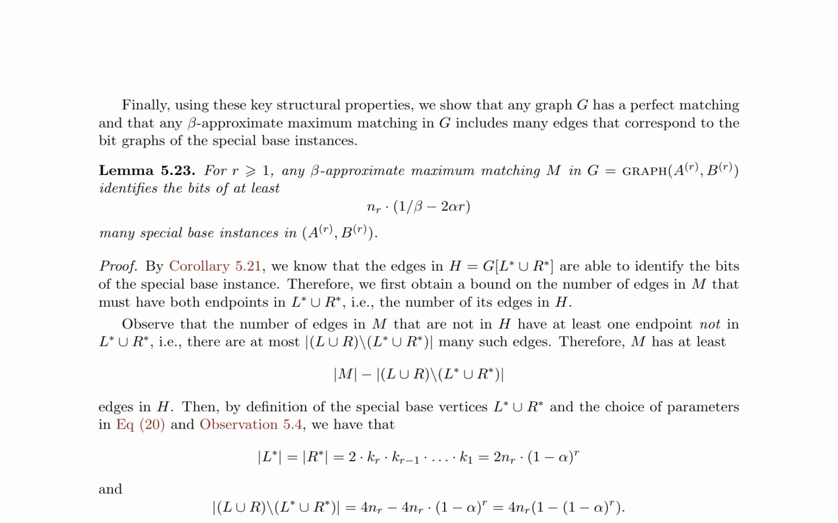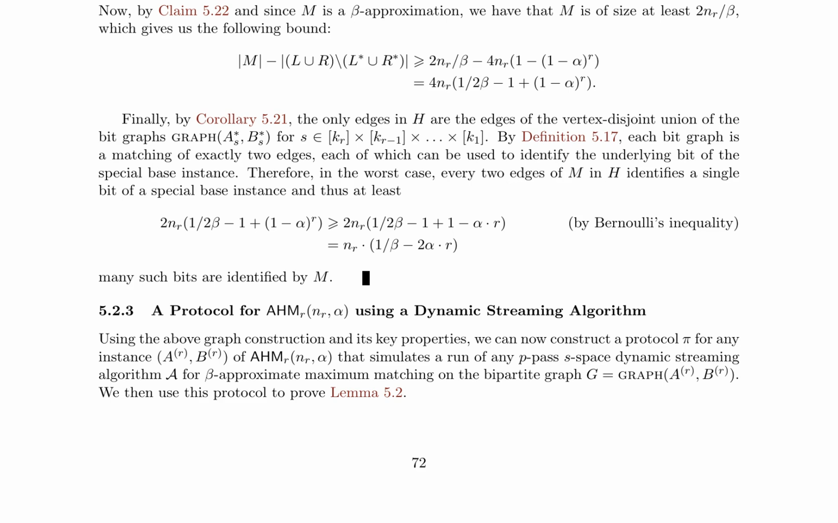Each big graph in $H$ is a matching of exactly two edges, each of which can be used to identify the underlying bit of the special base instance. Therefore, in the worst case, every two edges of $M$ in $H$ identify a single bit of a special base instance, and at least $N_R$, $1/\beta$, $2\alpha_R$ many such bits are identified by $M$.